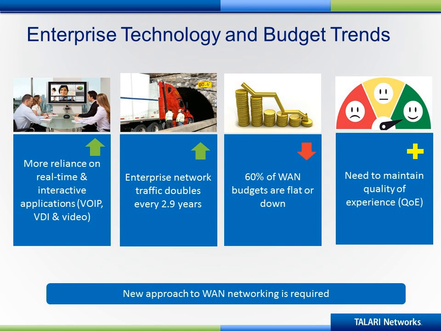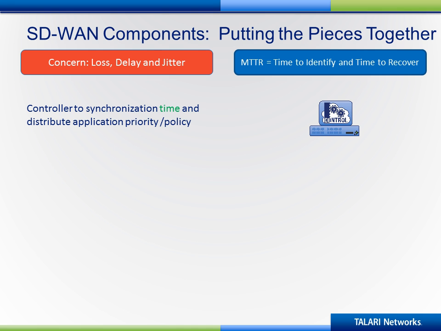But what you have here and what we're hearing from a lot of people is the fact that these are very difficult constraints. I've got strong growth. I've got a flat to down budget, but I'm also being asked to maintain, if not improve, on the quality of the application experience that my clients are going to require or need. So we say that there's a new approach to your WAN that's required in order to actually address these needs. So let's talk a little bit about what are some of the components and how this works.